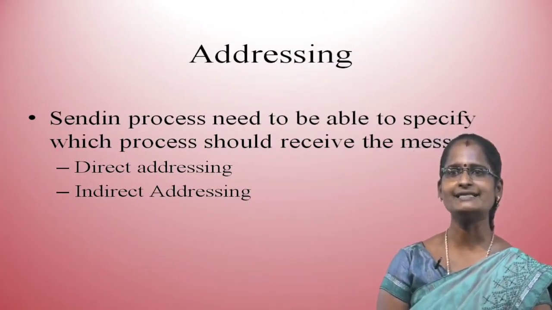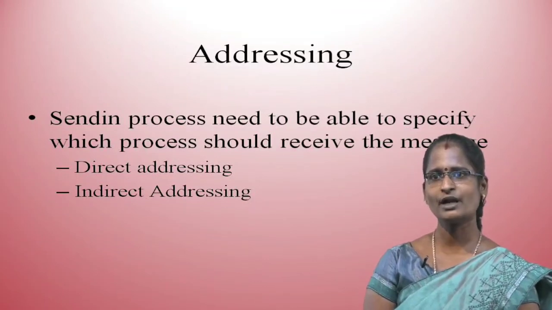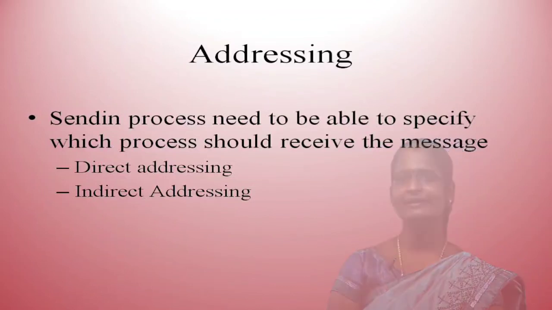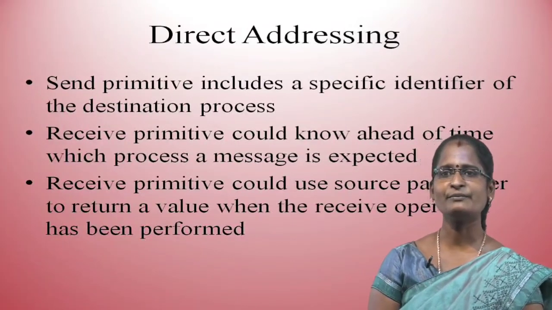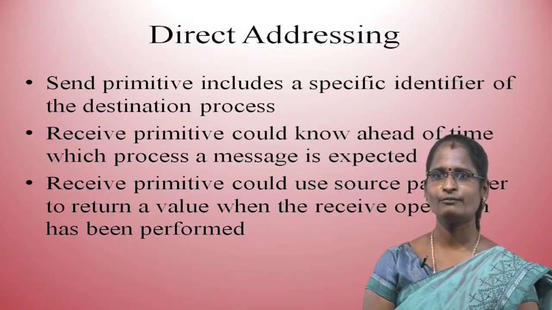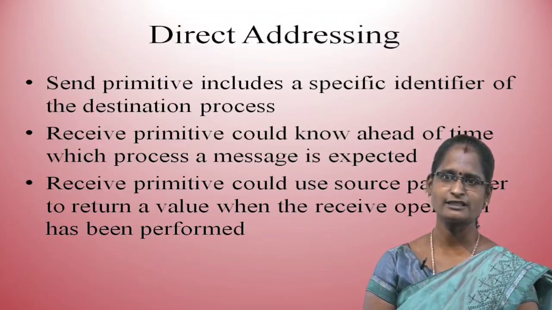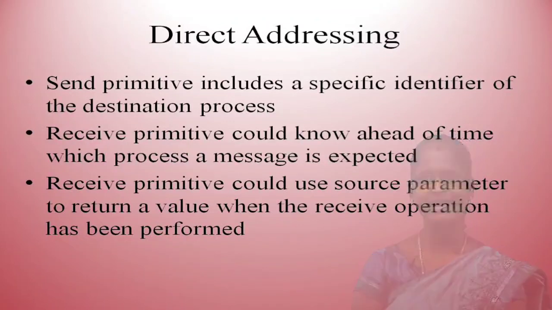The next concept is addressing. The sending process needs to be able to specify which process should receive the message. Addressing is divided into two types, direct addressing and indirect addressing. First, direct addressing. The send primitive includes a specific identifier of the destination process. The receive primitive could know ahead of time which process a message is expected from. The receive primitive could use the source parameter to return a value when the receive operation has been performed.